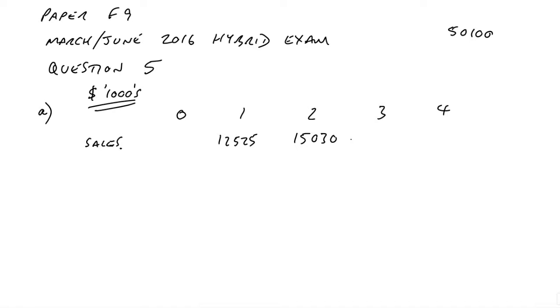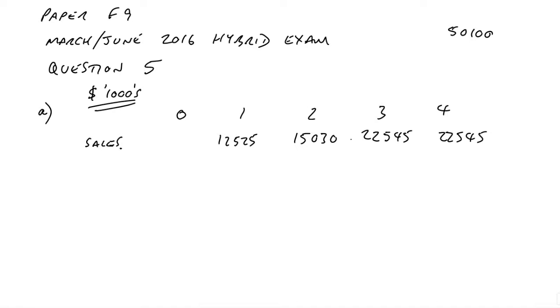Sorry, how many was it? 450 times 50,100 is, something's gone wrong with my calculator. Sorry, one more time. 450 times 50,100 is 22,545. And finally, at time 4, same again, 450, so 22,545. So there's another, probably half mark.